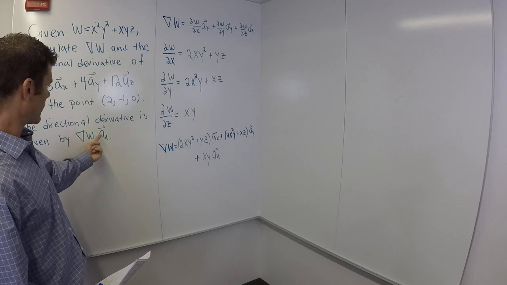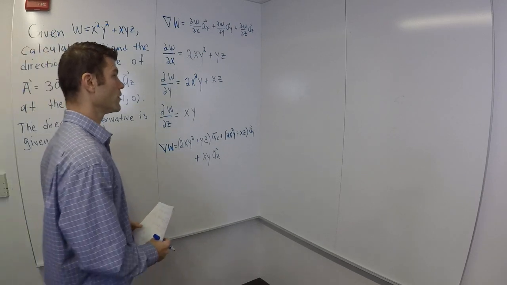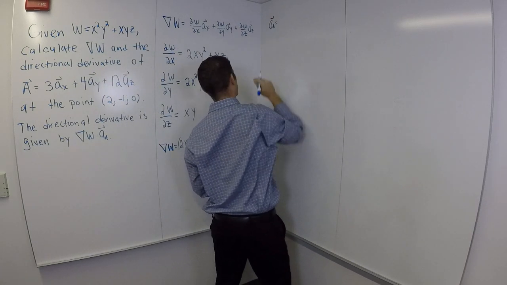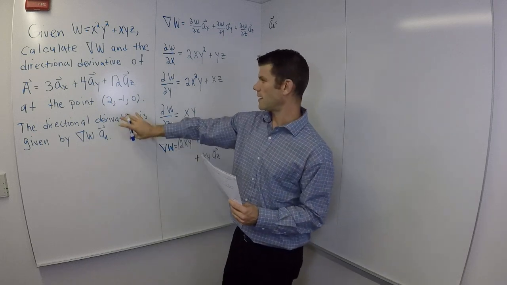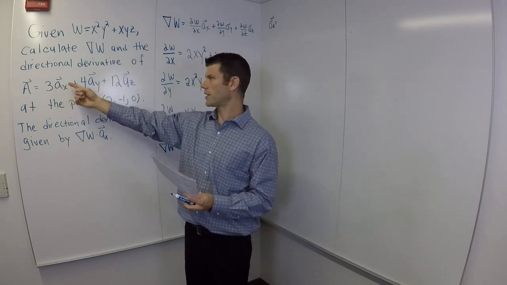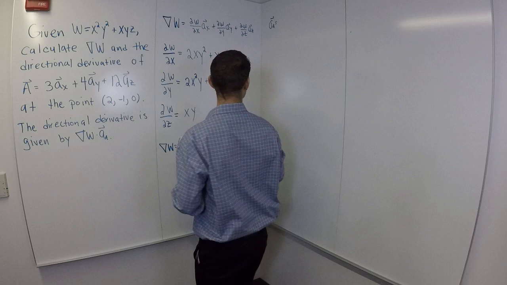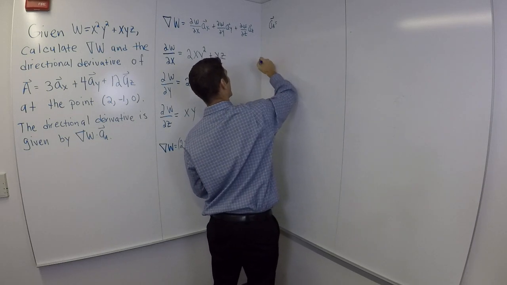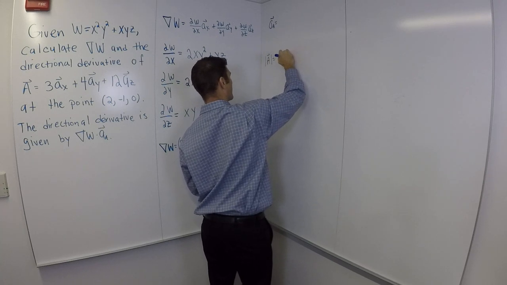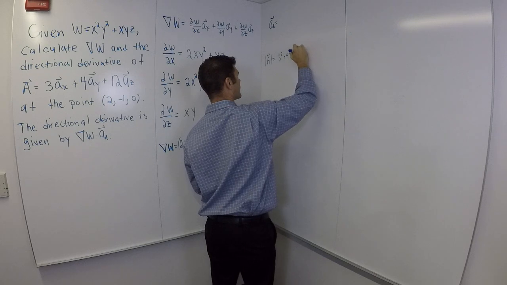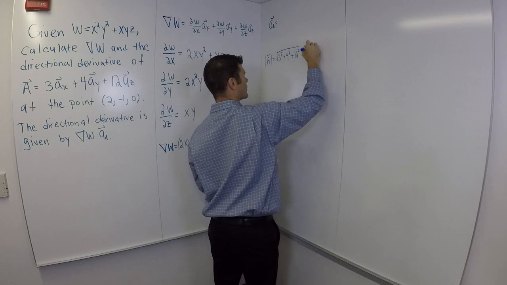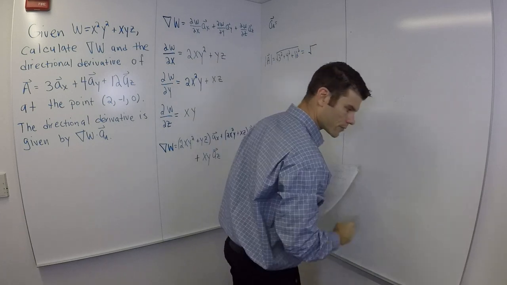Okay, so the next thing is we want to get to the directional derivative in the a direction. So you'll see from the formula that we need a unit vector in the a direction. So recall that if we want to get a unit vector in the a direction, we simply take a and divide it by its magnitude. So the magnitude here, you see, we have 3, 4, and 12. So getting the magnitude of a would be 3 squared plus 4 squared plus 12 squared, square root.